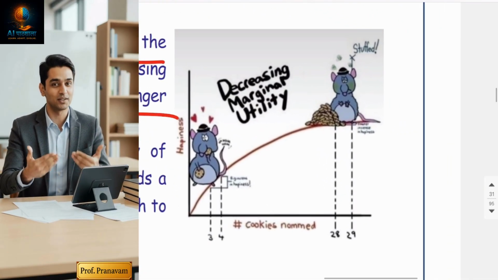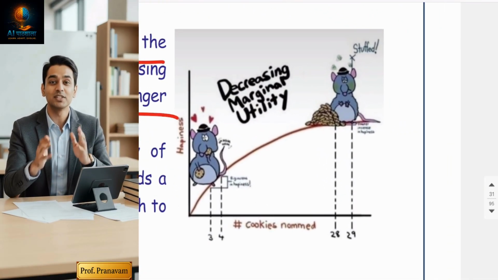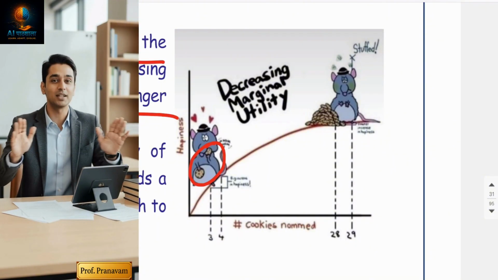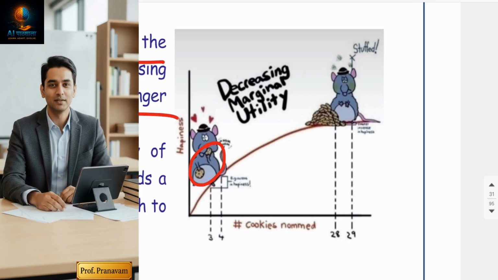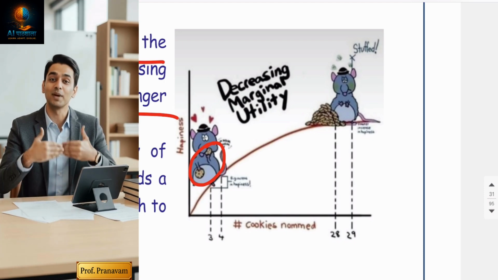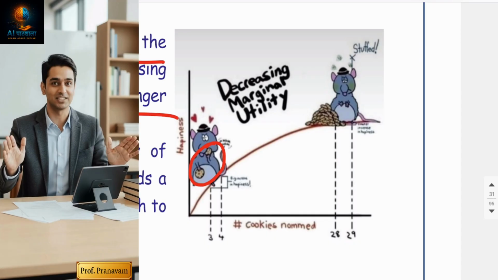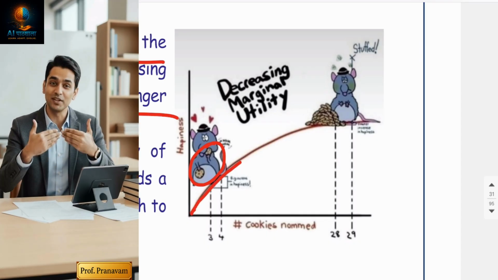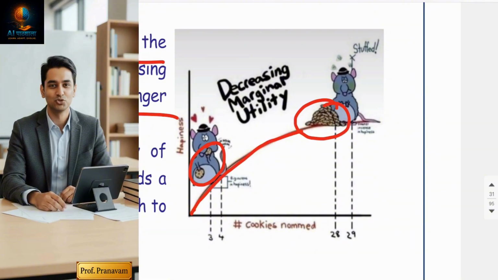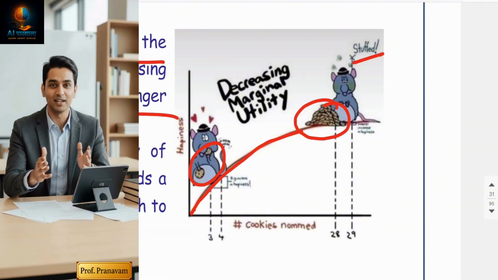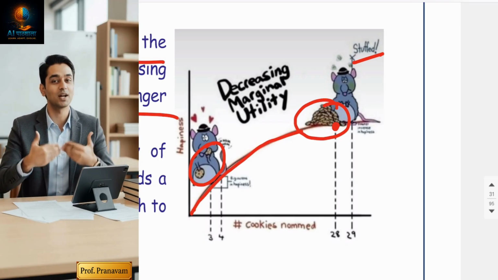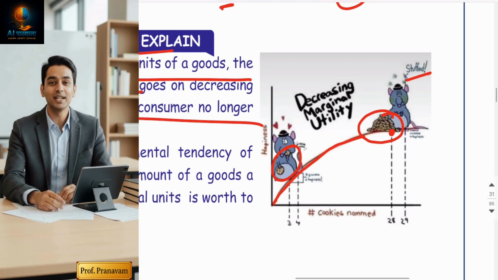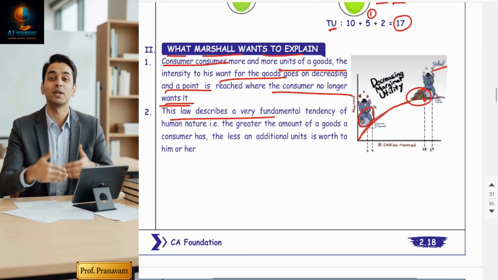Now, I have given a diagram. Listen, for example, there is a cookies diagram. A mouse loves cookies. In the initial stage, he has only two cookies, so he's loving it. His utility is increasing. The more units he consumes, his utility keeps on increasing while the intensity is falling. But the more he consumes, when he consumes a large number of cookies, he gets bored with it, meaning he's totally satisfied, his total utility has reached a maximum point. Now he doesn't want any more cookies.